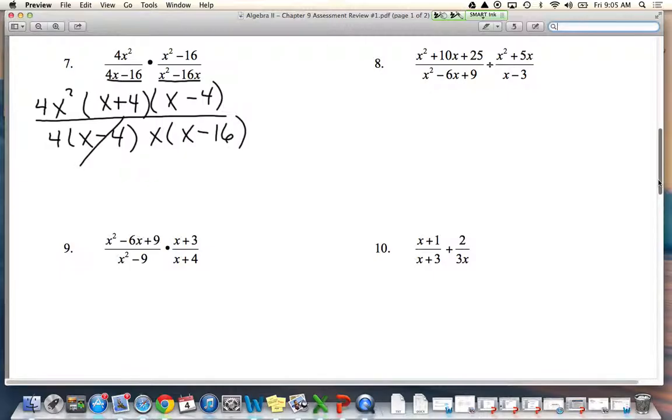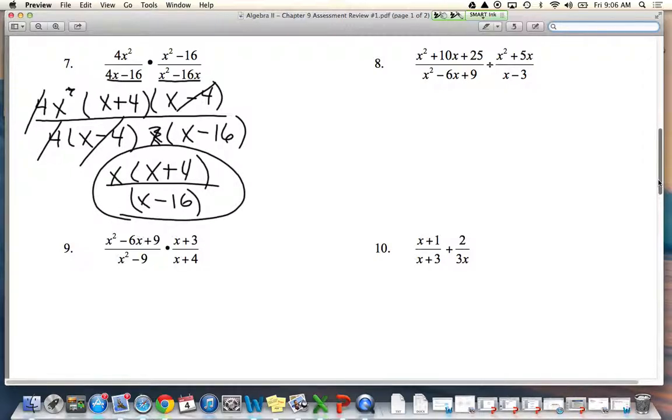Now I just look for stuff I can get rid of. I have a 4 here, 4 here, 1x here, 1 there. I cannot do anything else there, so I'm left with an x and an x plus 4 on top. And the bottom, all I have is an x minus 16. And no, I can't do more canceling. Can't cancel out x's.